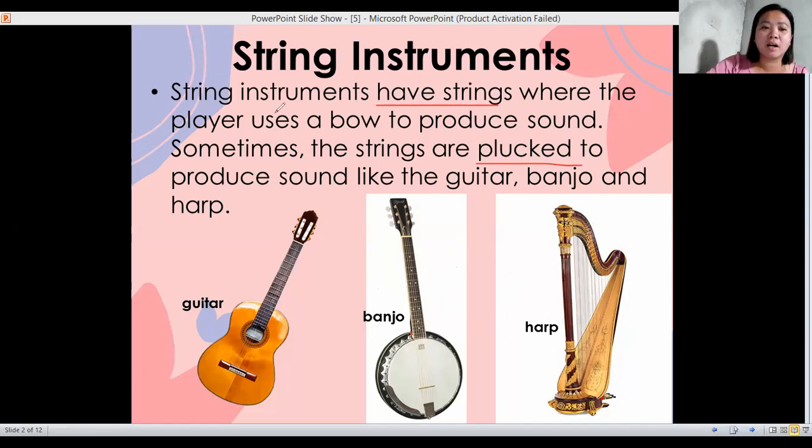What about the other string instrument that uses a bow? Can you please give me an example? Ready? Think. 5, 4, 3, 2, 1. What is your answer? Yeah, a violin. Okay, very good. So now let's proceed to our next.